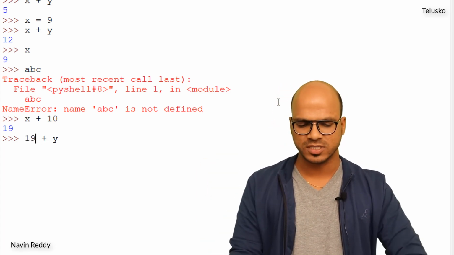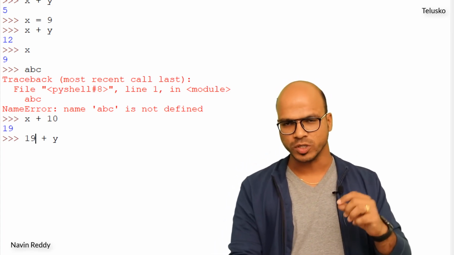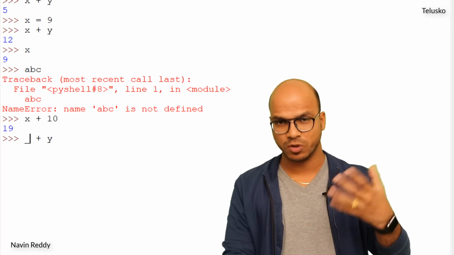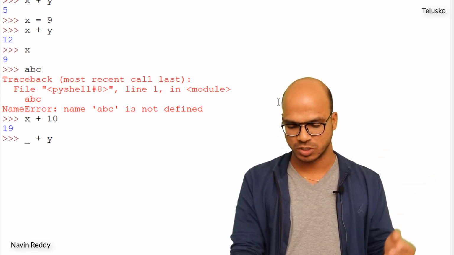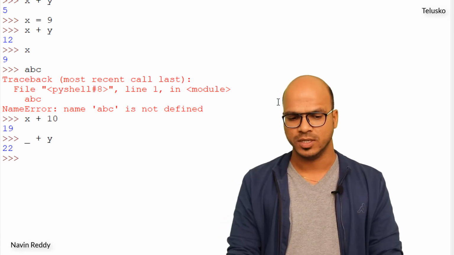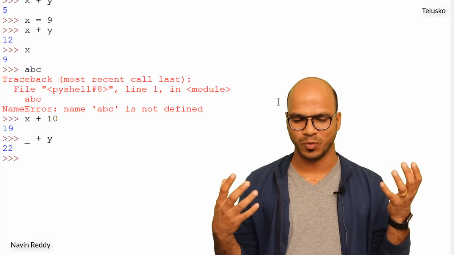But if you think about this 19, this is the output of the previous operation, right? Now, if you want to use the output of the previous operation, we can use underscore. So underscore represents the output of the previous operation. And if I say enter, you can see we got 22. So it is 19 plus 3, which is 22. So even this works, right? This is amazing, there are so many things you can work with this.